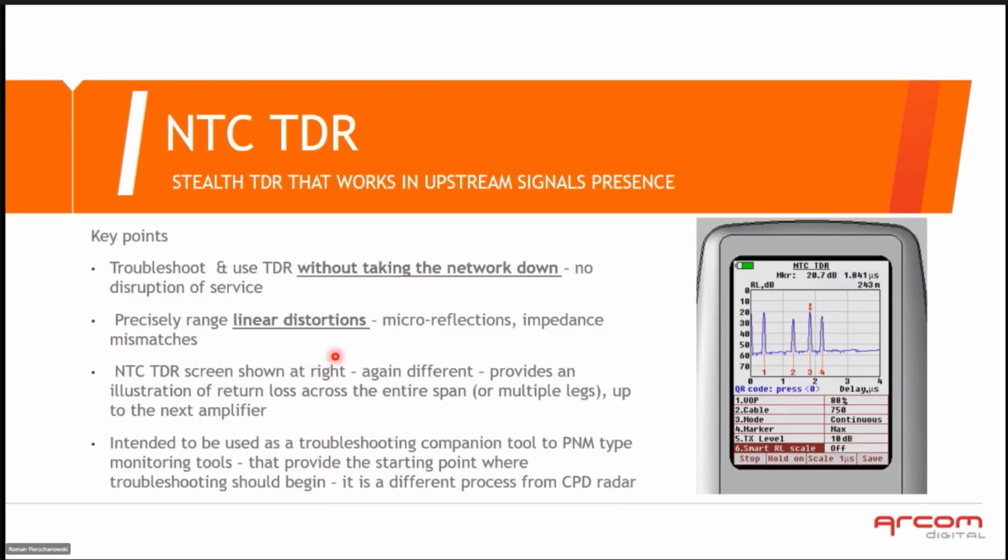What you can do with our TDR. Like with the CPD radar, you can troubleshoot without disconnecting devices in the network as long as you've got access to the necessary ports, or you can put the test probe in. It will show what is the return loss on each device that is between 2 actives. And it will show it on a screen like this. 1 device, 2nd, 3rd, 4th. And each has different return loss.